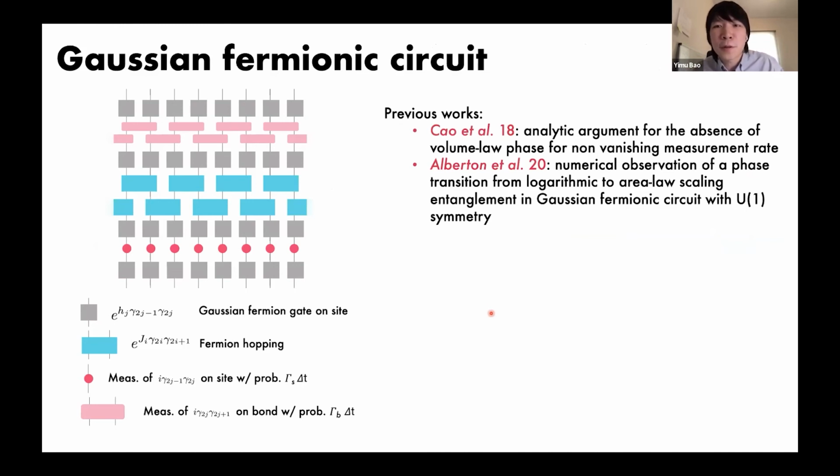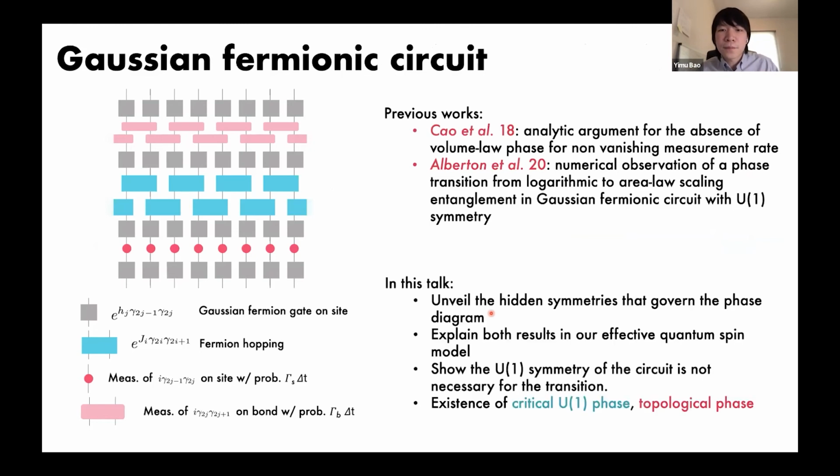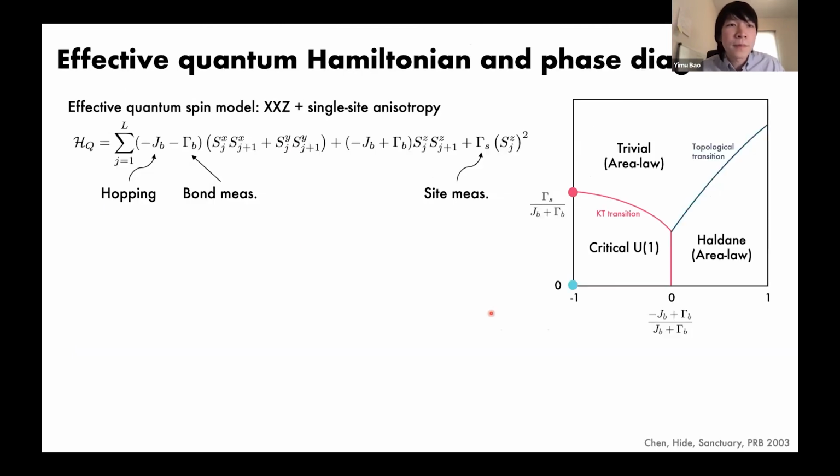And there's a recent work showing that there's going to be a phase transition from a logarithmic entanglement to area law entanglement. In this talk, I'm going to show there's actually a hidden U1 symmetry that governs this phase transition, and even larger SU2 symmetry in the absence of measurement. And this will actually explain all the results previously observed.